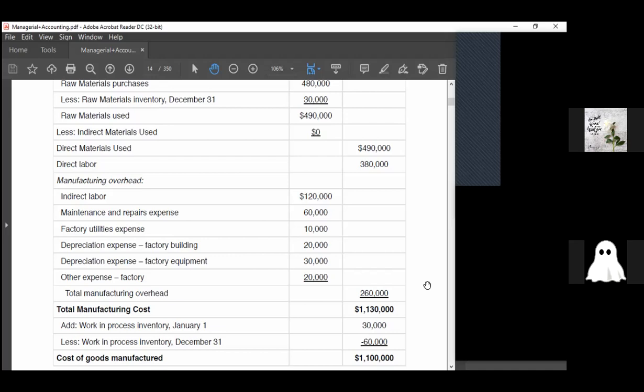While in between the process, there are some things that are not yet completely manufactured, but they are still in the manufacturing process.